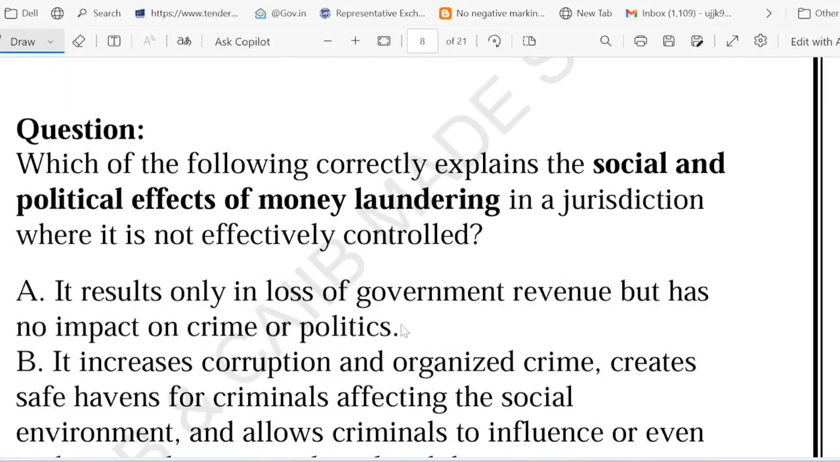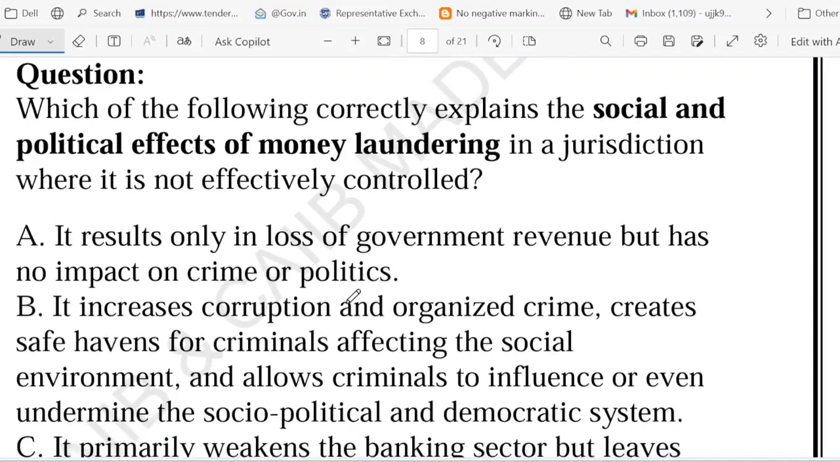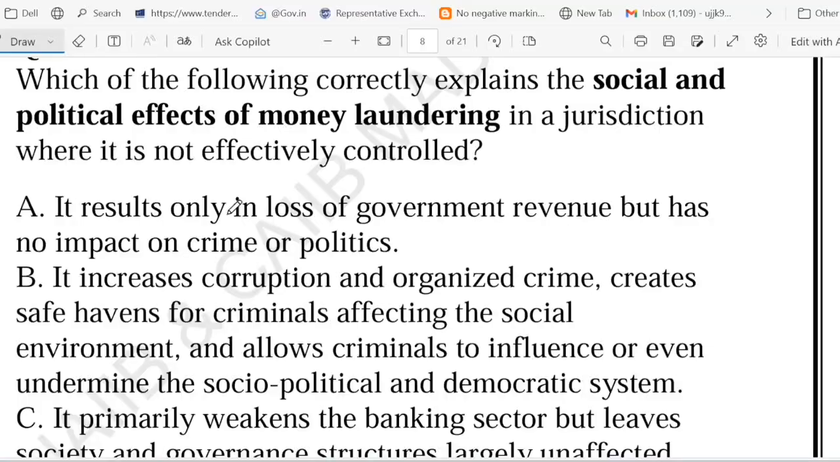Now friends, let's talk about one question: which of the following correctly explains the social and political effect of money laundering? Very good question. Basically, the question is which of the following correctly explains the social and political effect of money laundering in a jurisdiction where it is not effectively controlled.